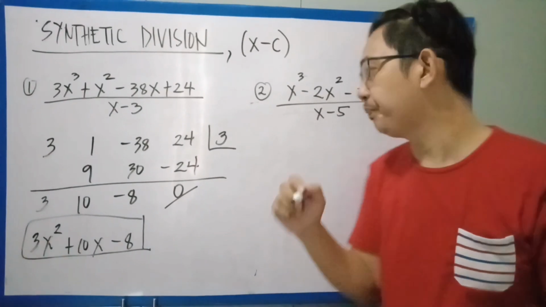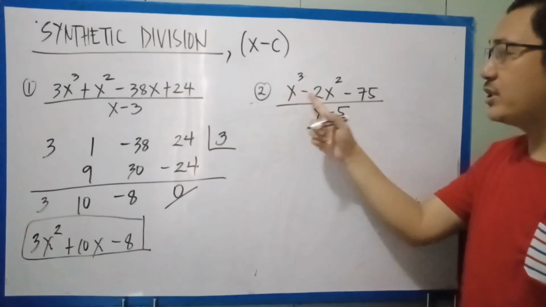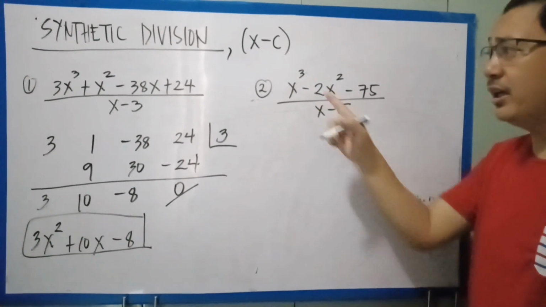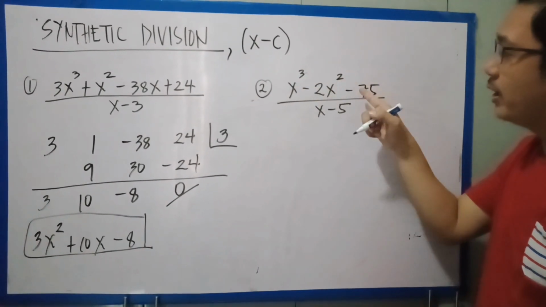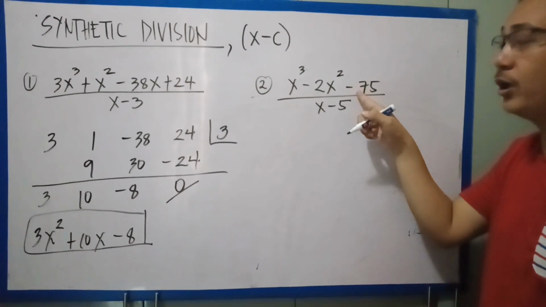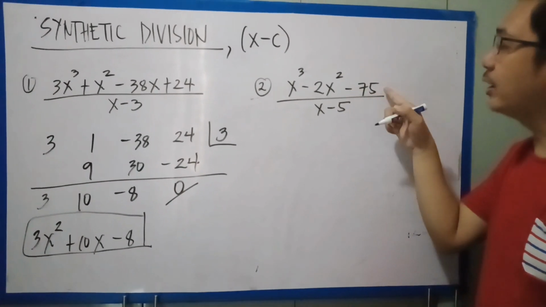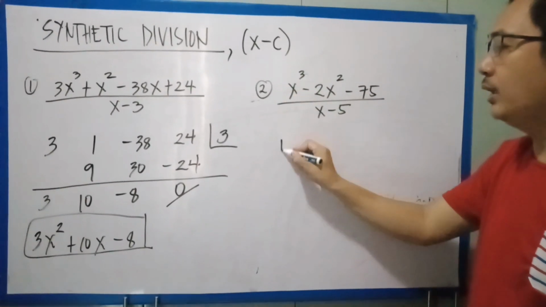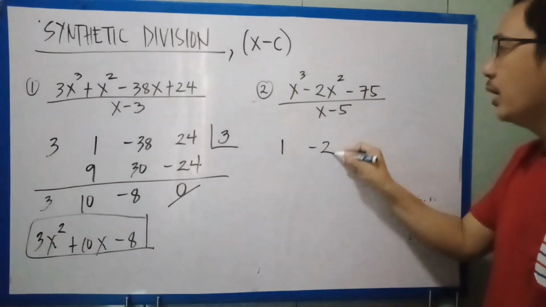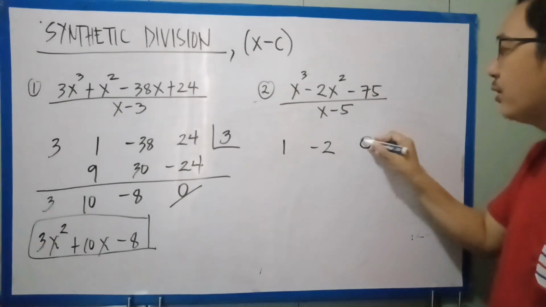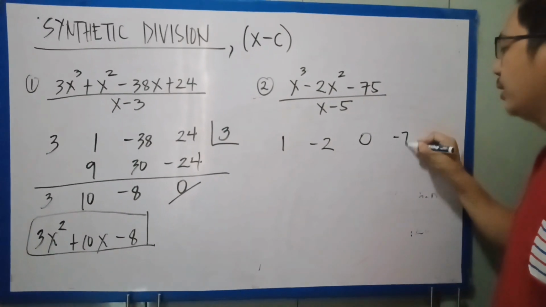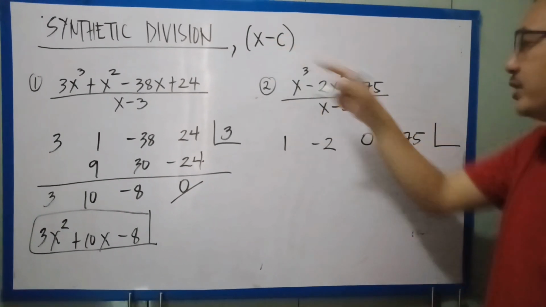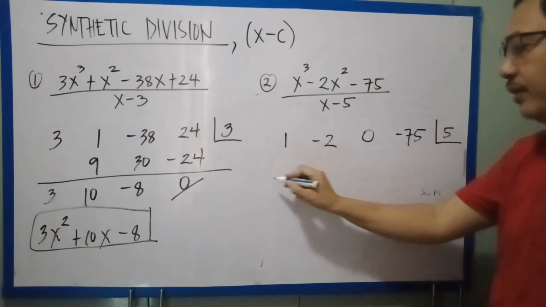Okay, another example. Another example is x cubed minus 2x squared minus 75 divided by x minus 5. As you look at the given, this is 3, 2, then wala yung 1, yung x. So we're going to leave space on that, then the constant 75. So just look at the numerical coefficient. This is 1, then this is negative 2, then for x is wala, so we put 0, then the constant is negative 75. Divided by x minus 5, so this will become positive 5.